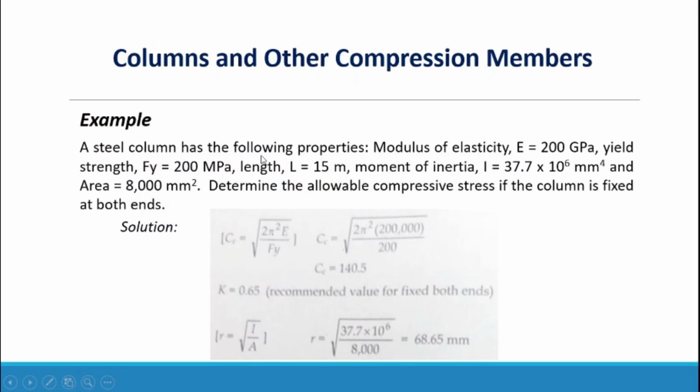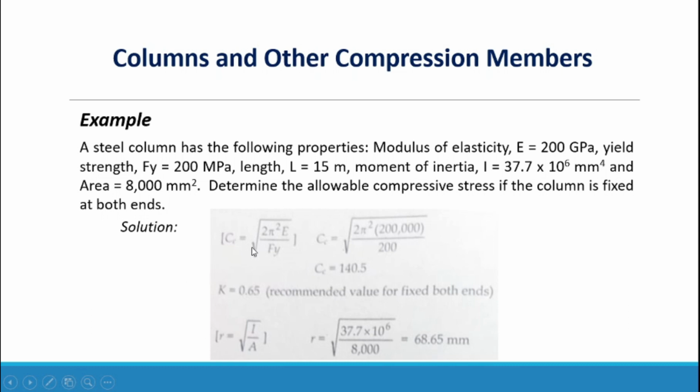Example: a steel column has the following properties. Modulus of elasticity, E, is equal to 200 gigapascals. Yield strength, F sub Y, is equal to 200 megapascals. Length, L, is 15 meters. Moment of inertia, I, is equal to 37.7 times 10 to the power 6 millimeters to the fourth. And the area is 8,000 square millimeters. Determine the allowable compressive stress if the column is fixed at both ends.